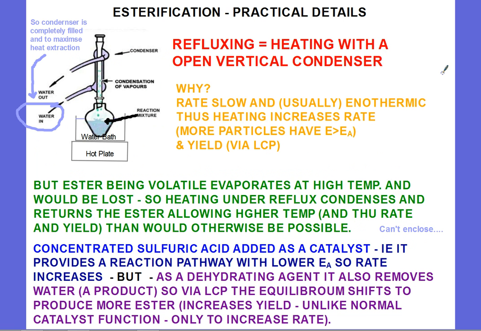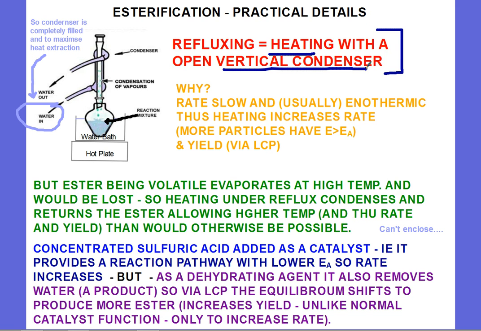That's on to the last thing now, which is esterification, the practical details. And don't forget you need to be able to draw the esterification apparatus. We used a hot plate and a water bath. We have our reaction vessel here, a pear-shaped reaction vessel. We have a tube that goes from the pear-shaped reaction vessel up, so there's an open tube between the reaction vessel and the outside air. But around the outside of that tube is our condenser. The water goes in the bottom and out the top. That's so the condenser is completely filled and we get maximum heat extraction. And the key phrase is: refluxing is heating with a vertical condenser. You need to say both things.